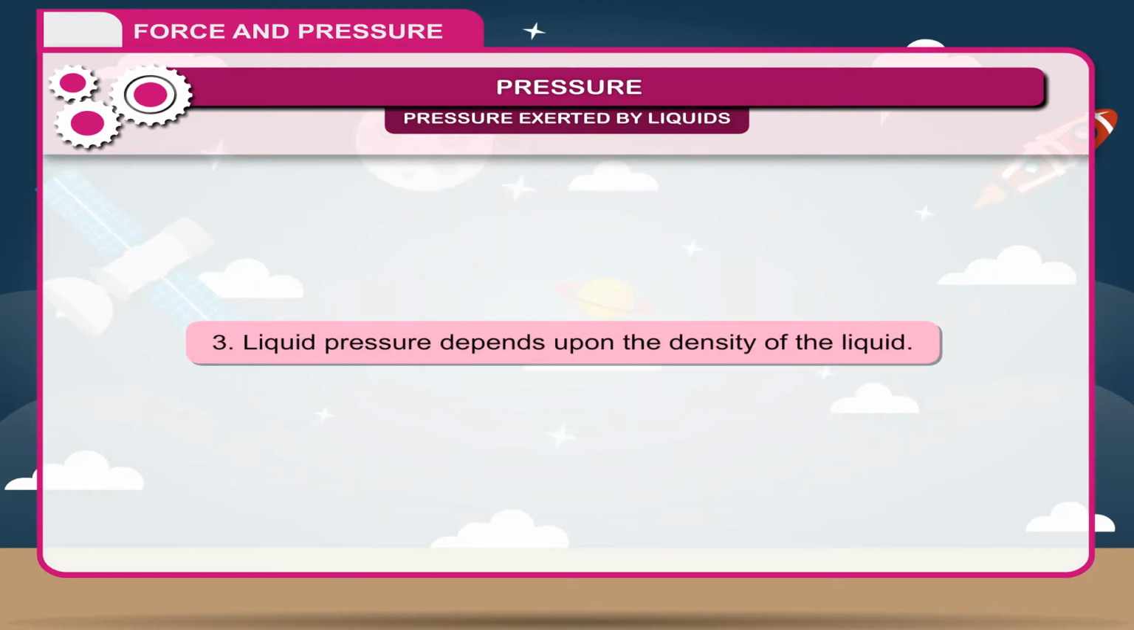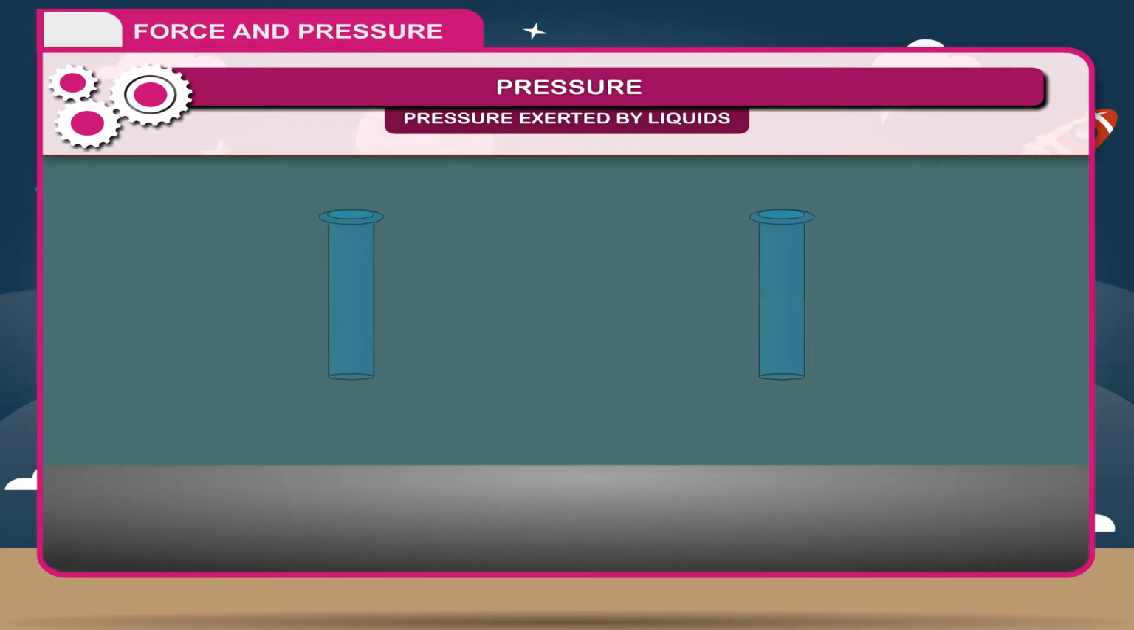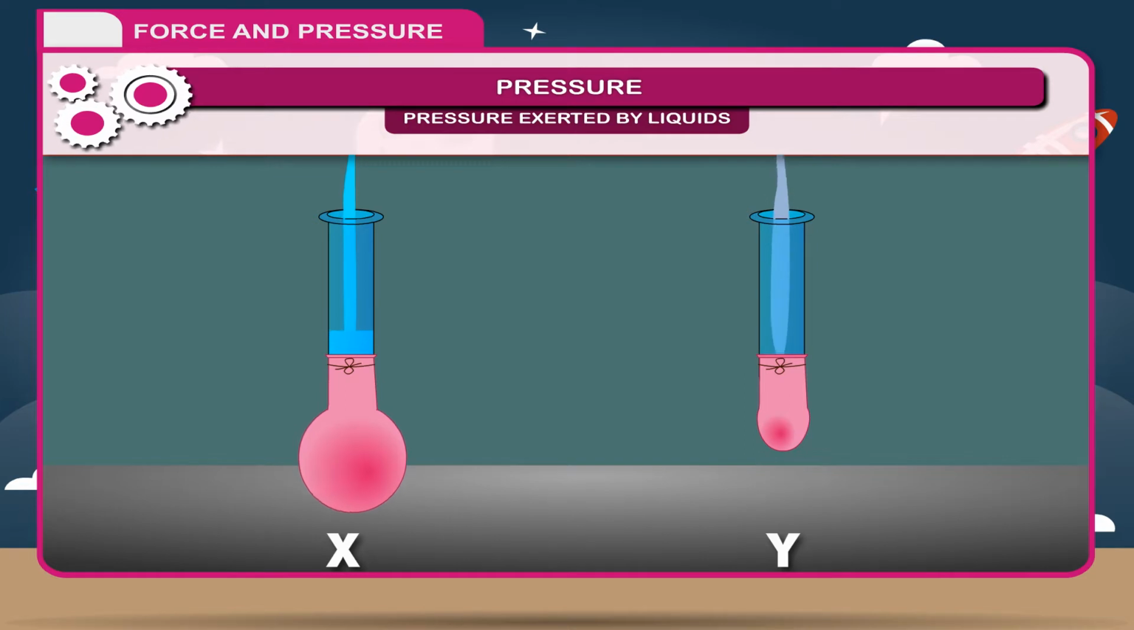3. Liquid pressure depends upon the density of the liquid. Activity. Take two identical glass tubes open at both ends. Put rubber balloons of identical size at one end of each tube. Pour water in tube X and kerosene in tube Y. The volume of both the liquids should be the same.